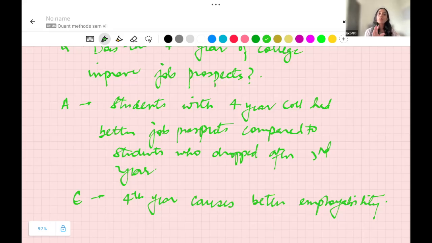Now let us think about what we mean when we say that we want to make a causal claim. Here, no doubt, your observation has been that those who do 4 years have better employability prospects. But what I'm cautioning you against is making a causal claim that it is the 4th year that caused this higher employability. And the reason is that the 4th year is a voluntary program.